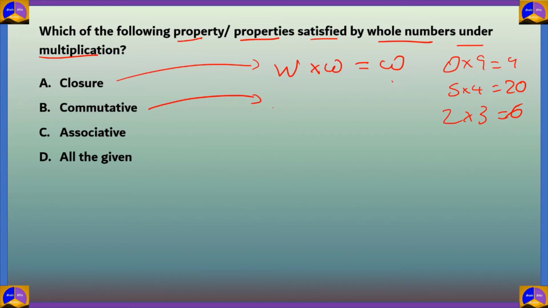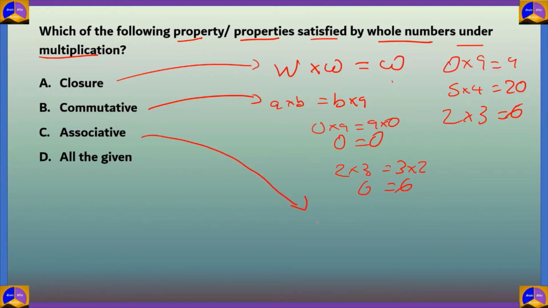Now the commutative property, if it is satisfied by whole numbers under multiplication, that means A times B equals B times A, where A and B are two whole numbers. Now this is true. 0 times 9 equals 9 times 0, which is equal to 0. 2 times 3 equals 3 times 2, which is 6. So it also is satisfied. The commutative property is also satisfied by whole numbers under multiplication.